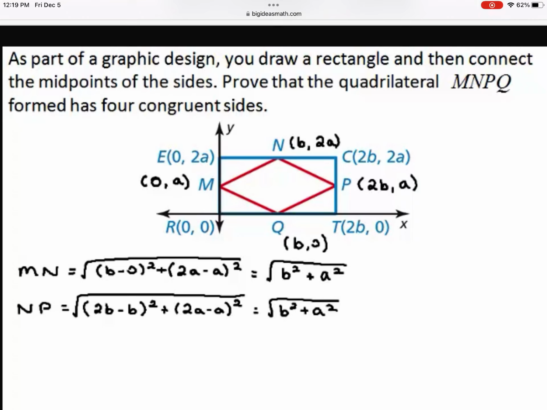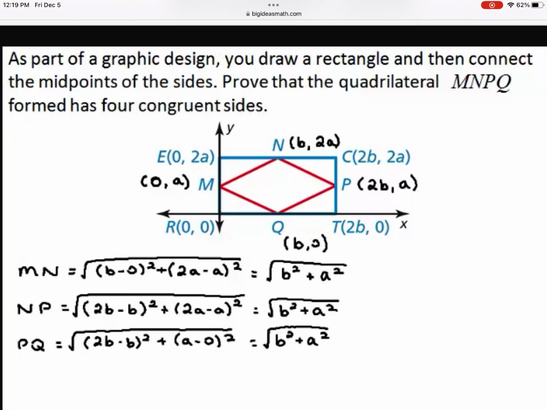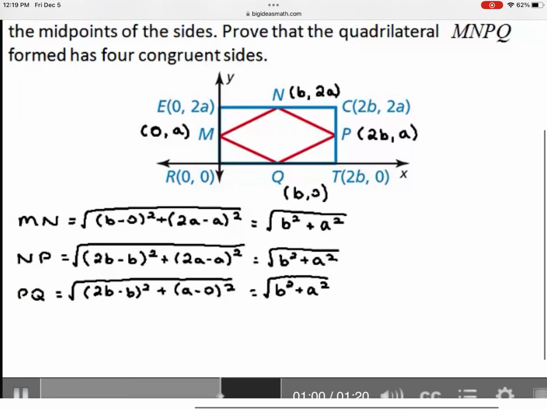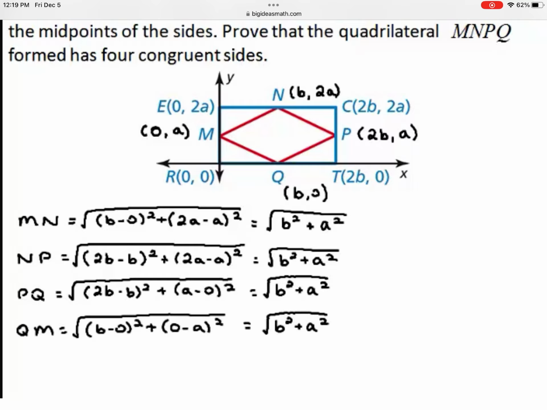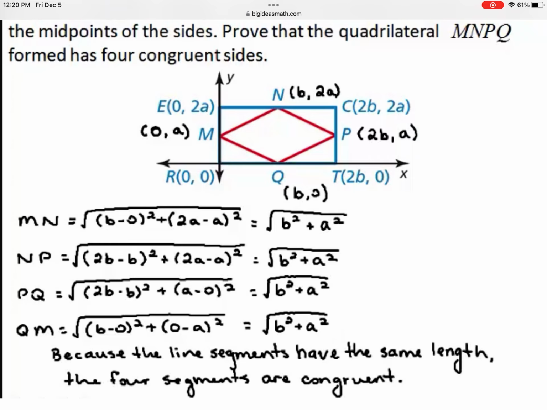Using the distance formula, PQ equals the square root of the quantity (2b minus b) squared plus the quantity (a minus 0) squared, which equals the square root of b squared plus a squared. Using the distance formula, QM equals the square root of the quantity (b minus 0) squared plus the quantity (0 minus a) squared, which equals the square root of b squared plus a squared. Because the line segments have the same length, the 4 segments are congruent.